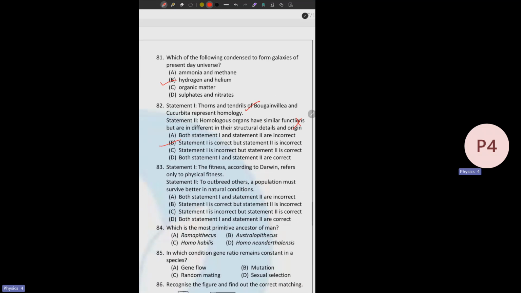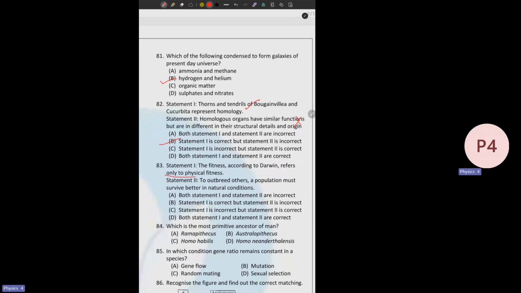The fitness, according to Darwin, refers only to physical fitness. No, it was related to reproductive fitness. So this statement is false. To outbreed others, a population must survive better in natural conditions. This is correct. So here the correct option is statement 1 is incorrect, but statement 2 is correct.